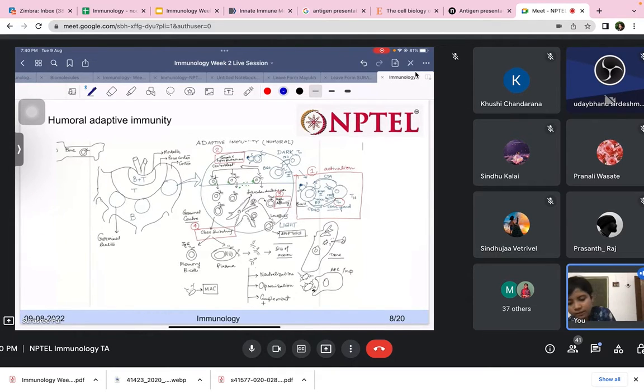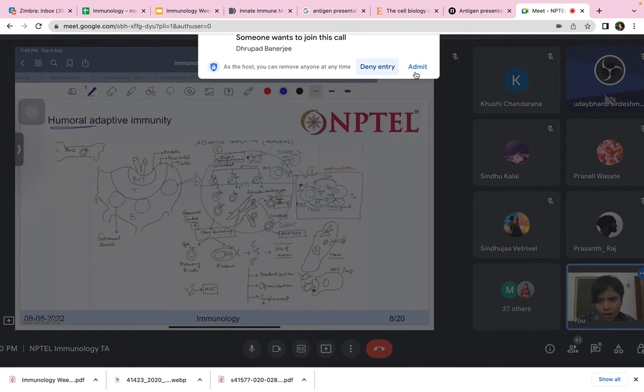the adaptive immunity. Like I mentioned, there are two parts of this adaptive immunity, humoral and the cell mediated. And the humoral part of the adaptive immunity is actually what are Th2 and other cells. We will come to this question. Just wait for a minute.